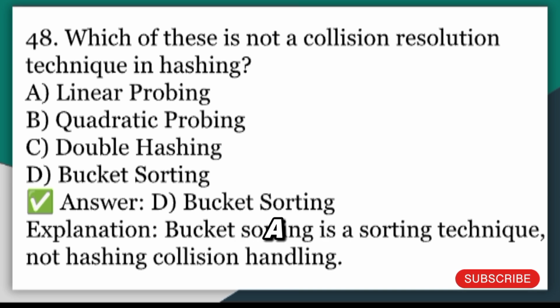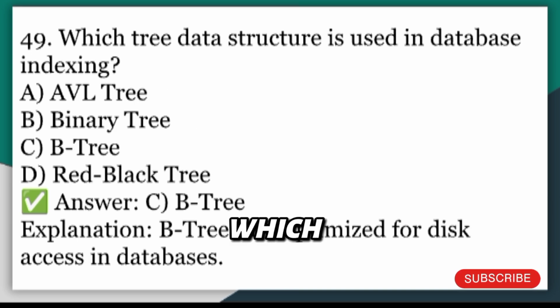Let's see the concept of a bucket. Question number 49, which tree data structure is used in database indexing? So the right option is B, B tree. Here's the explanation: B trees are optimized for disk access in databases. A database uses a B tree for indexing because they store data in a way that makes searching, inserting and deleting fast while reducing the number of times the disk is accessed.